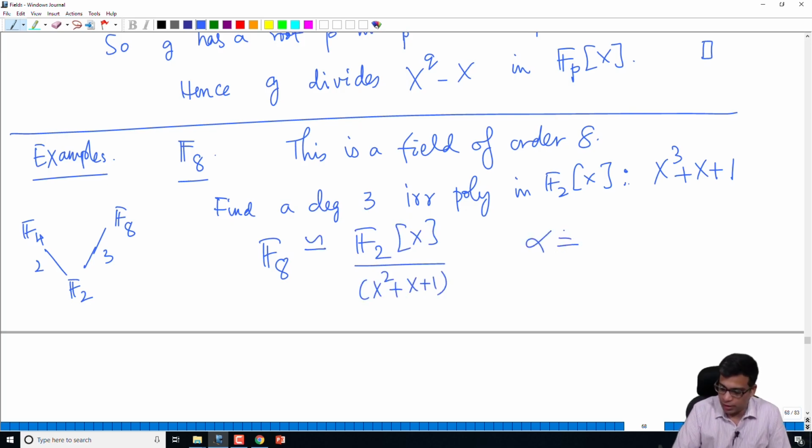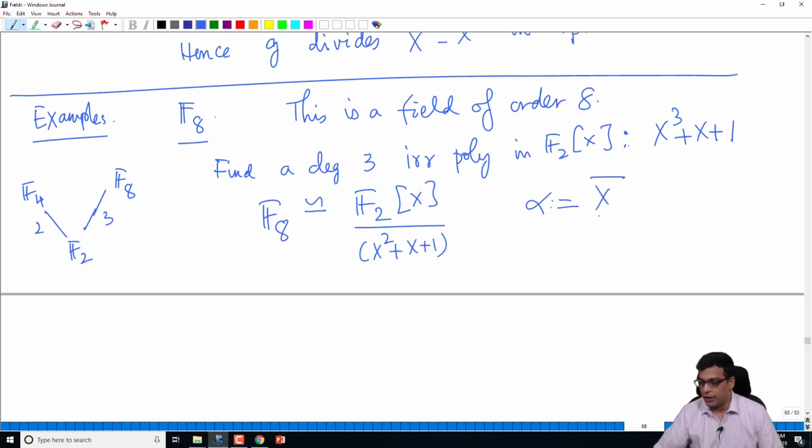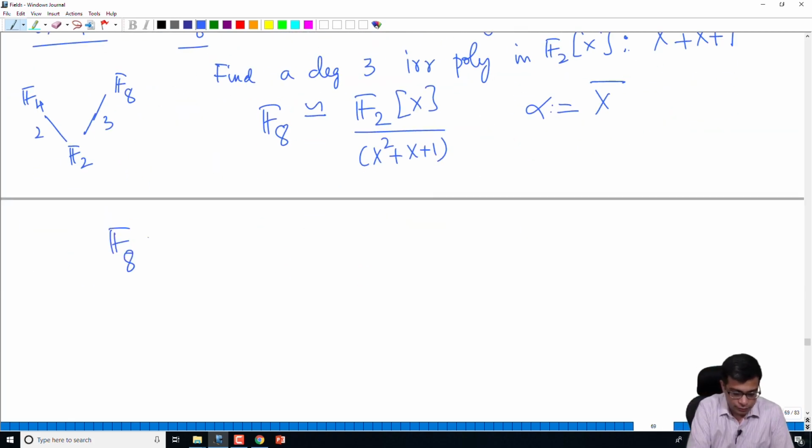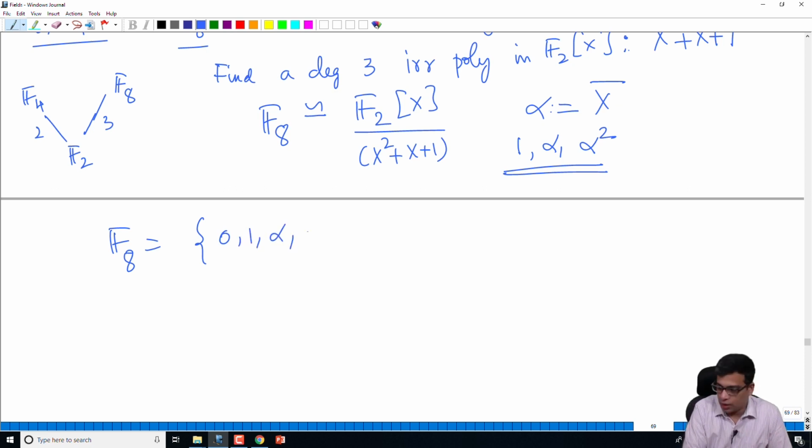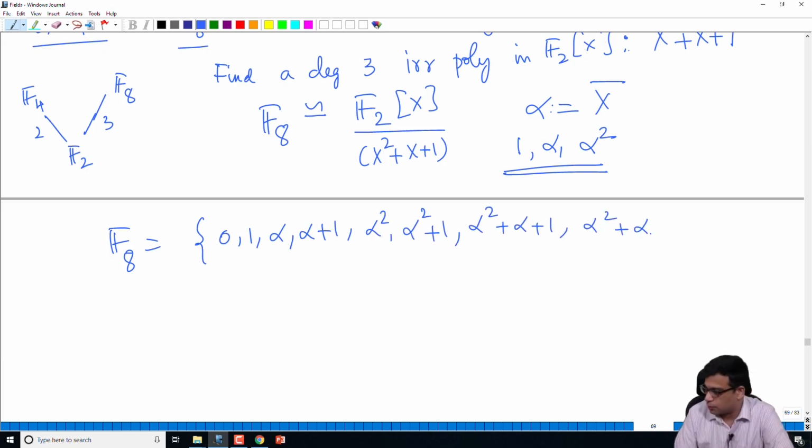So if you, as before, declare alpha to be x bar, there will be 8 elements, remember. There will be 8 elements which correspond to how you put coefficients in front of these 3 basis elements. So I am going to just list them in some order. You will have 0, 1, alpha, alpha plus 1. So I will just follow the way I have written this. Alpha squared, alpha squared plus 1, alpha squared plus alpha plus 1, alpha squared plus alpha.